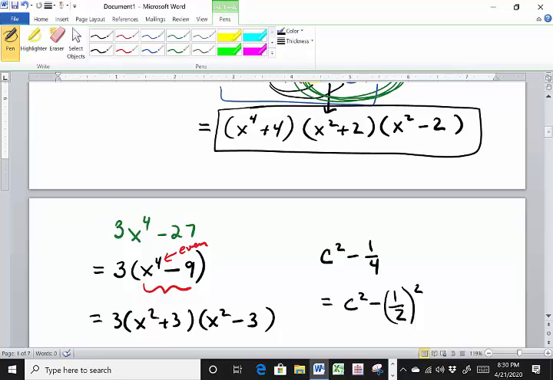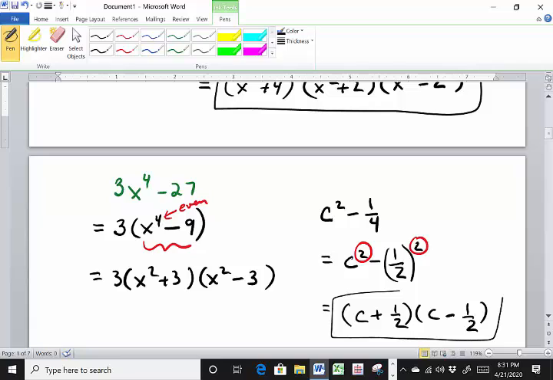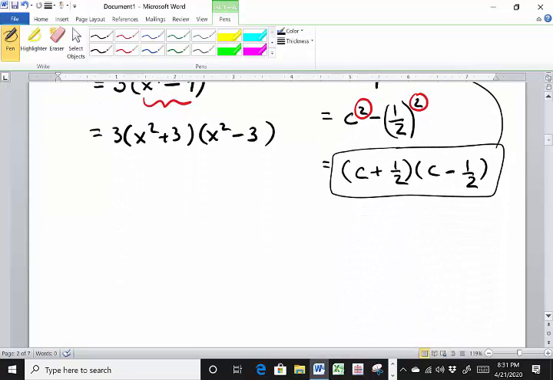So notice this is the difference of 2 squares, because there's our even powers right there. So this just factors to two binomials, c plus 1/2 and c minus 1/2. And if you multiplied this out using the distributive law, you would end up getting this back. So always check your result. It just doesn't hurt to do that, because then you can verify whether your answer is correct or not. Okay? Now, let me just do one more.